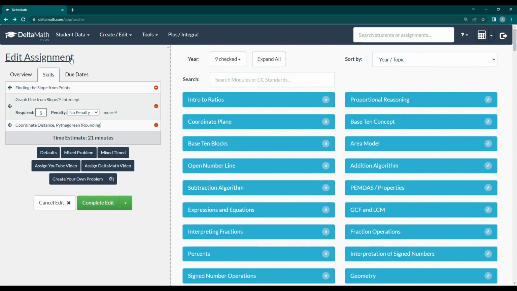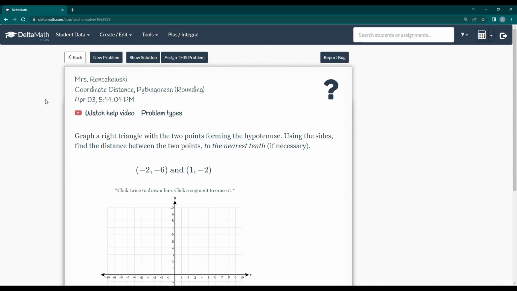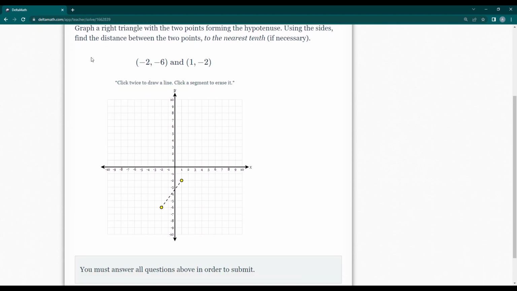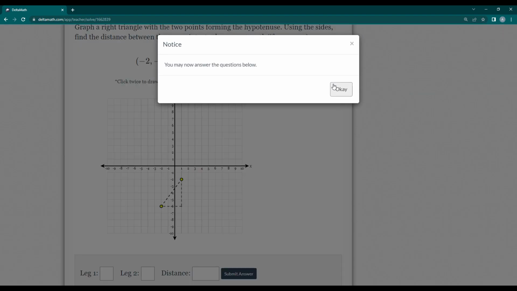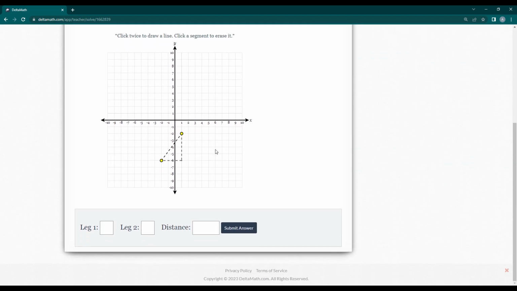All right. And our last one is coordinate distance Pythagorean rounding. This one we're going to use both Delta Math and our iPad. But first, I need to make a right triangle. And we need to round to the nearest tenth, if necessary. So here's our shape. I'm going to take my mouse, click on one of the yellow dots, go to the other yellow dot, and then just go straight down until I get a perfect horizontal line. Then I'm going to click on that dot again and go up to there. And this makes a beautiful, beautiful triangle.